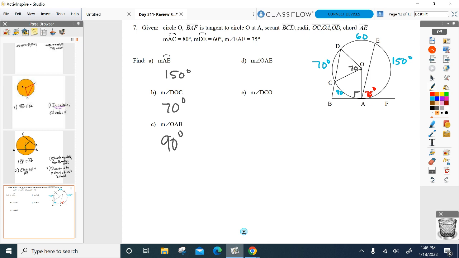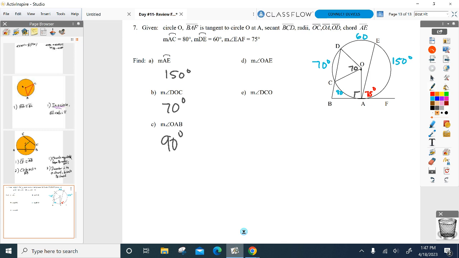So watch this, everyone. Is it central? No. Is it inscribed? No. Even though most of your classmates are saying, what? It's on the circle. Why is it not inscribed? Definition of an inscribed angle. Yes, the vertex is on the circle, but the other two sides have to be chords. OA is not a chord. So that's not an inscribed angle.